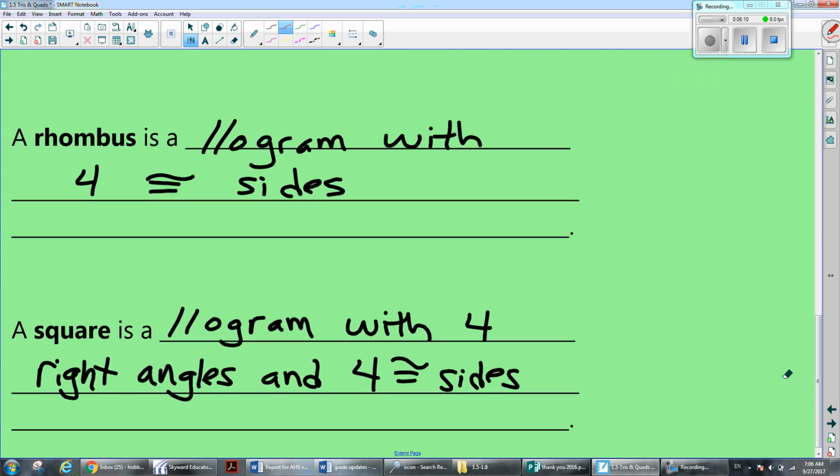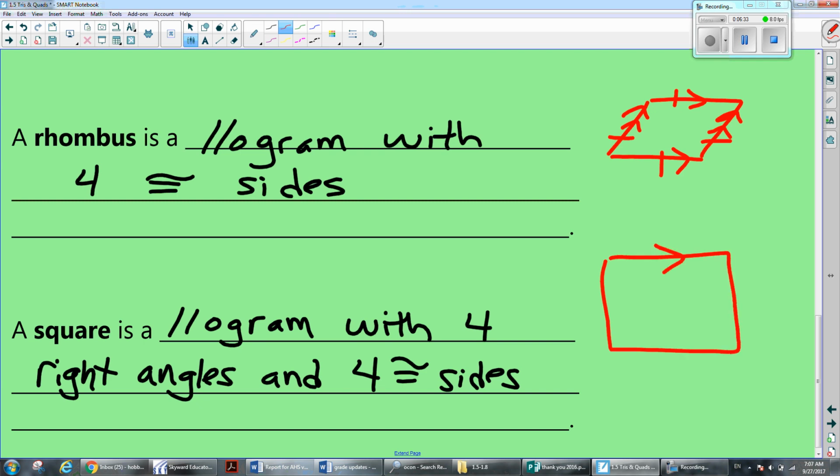Okay, so a rhombus is a parallelogram. So your opposite sides are congruent and parallel. But each side is really congruent. So it's basically like a slanted square. So your square then has opposite sides, parallel and congruent. Every side is congruent, and it has 4 right angles.